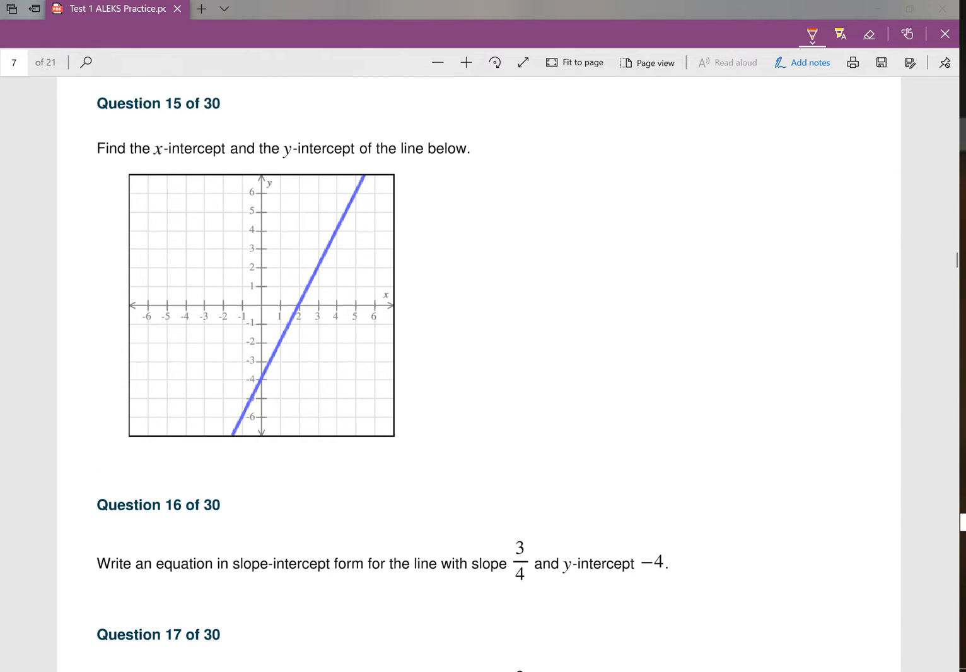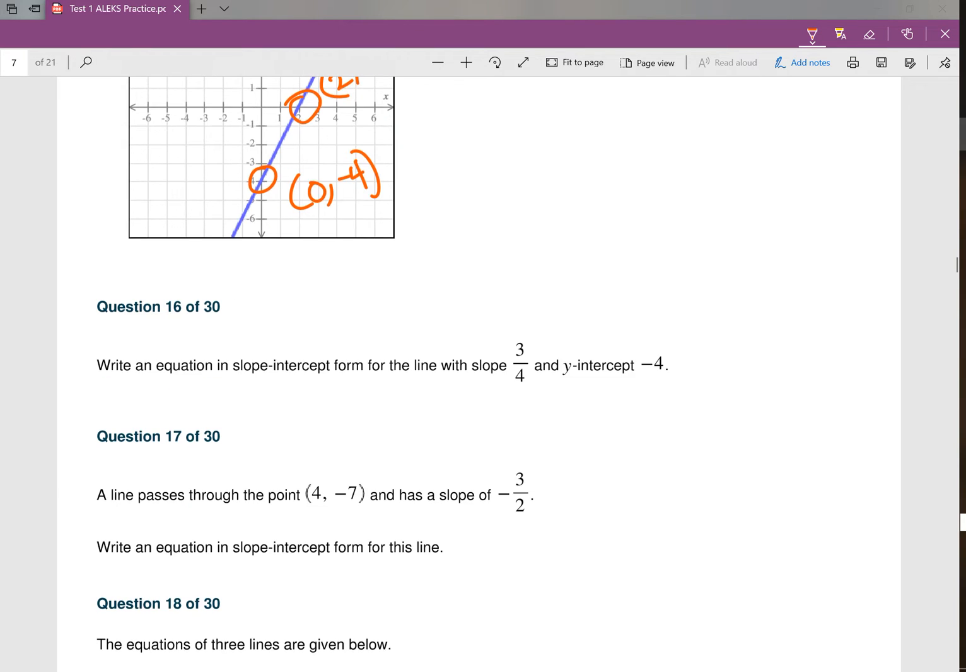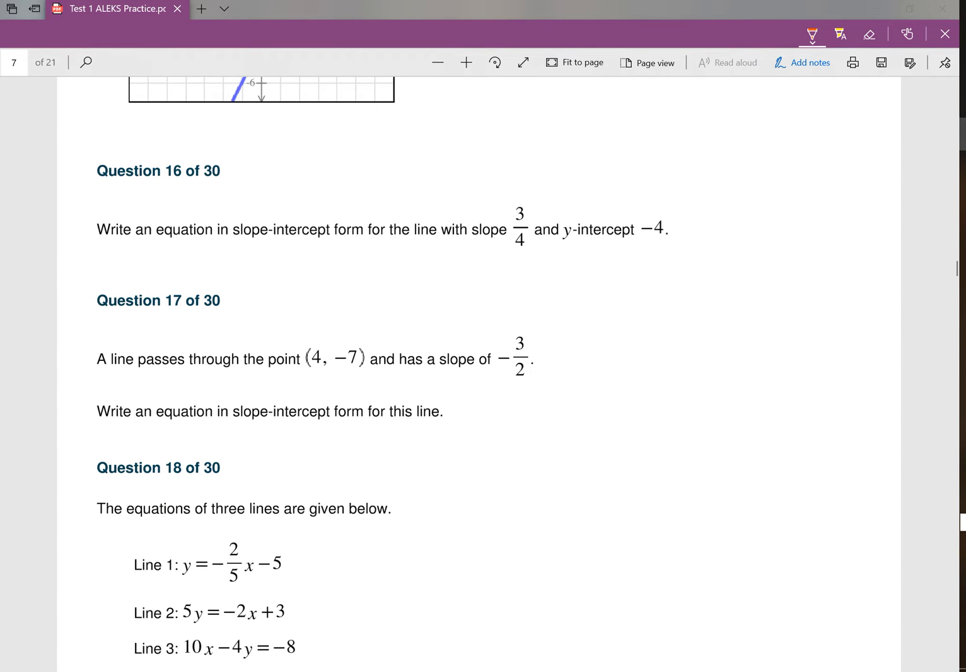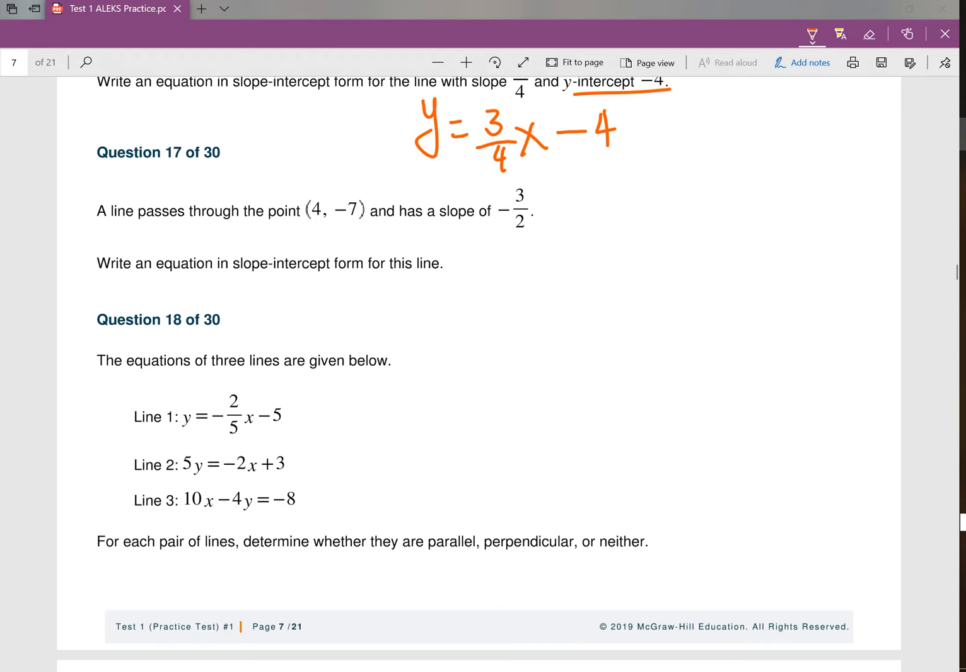Find the x-intercept and y-intercept of the line below. Okay, well there you go. So this point is 0, negative 4. And this point here is the point 2, comma 0. Done. Alright, write an equation in slope-intercept form for the line with slope 3/4. Okay, so y equals 3/4 x. This is the intercept, so that's minus 4. Done.